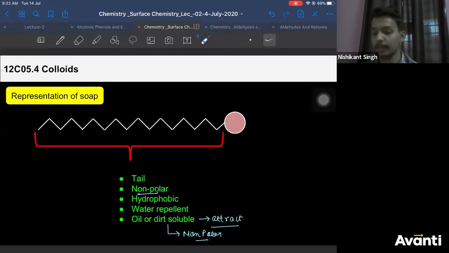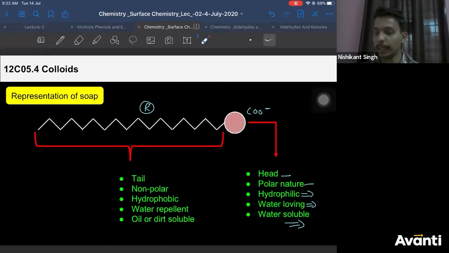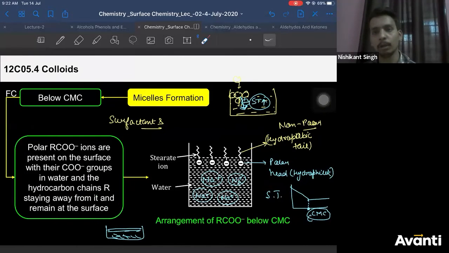Okay, tail part. Now coming to the head part, it's polar in nature. It is hydrophilic, it is water loving, it likes water, right? So it is water soluble. So therefore, whenever you add your soap in water, we had defined 2 things, Kraft temperature and critical micelle concentration. If you remember, can you define Kraft temperature? Any one of you who can define Kraft temperature?